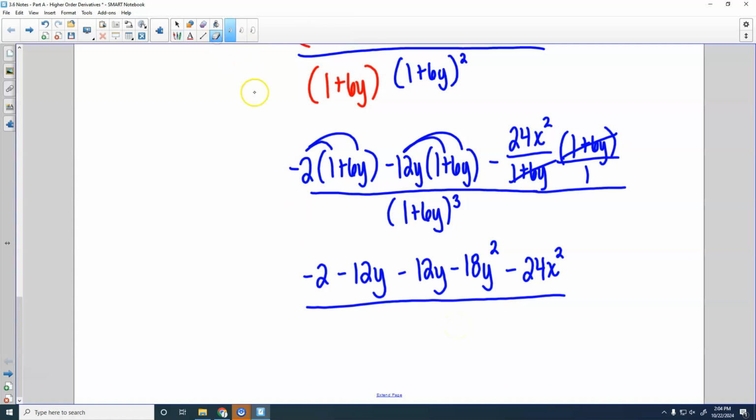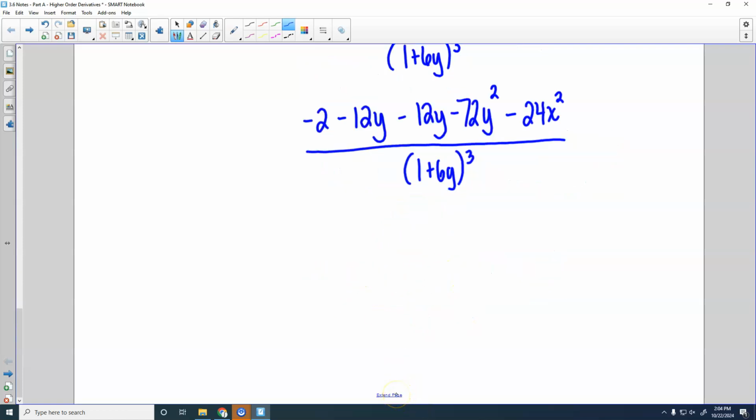That's a good question. I guess I added those together. So there, we're going to do 12 times 6, so we'll get 72. Does that look better? And then we'll have 1 plus 6y to the third. And then the only real thing that we've got that we can combine are the 12y's.